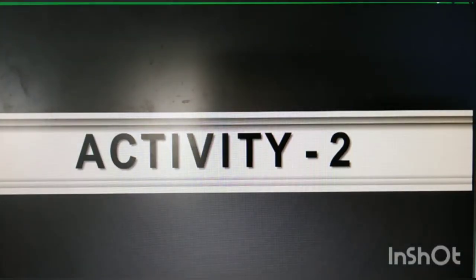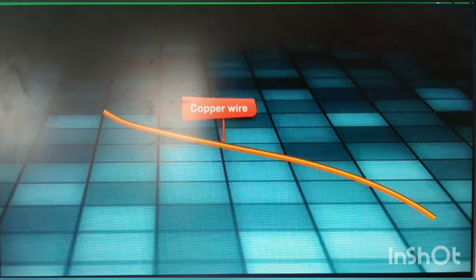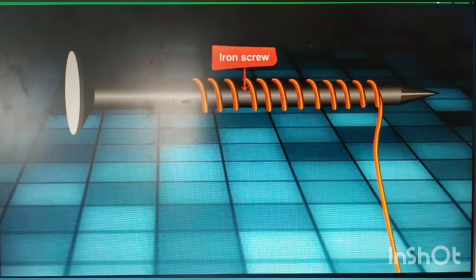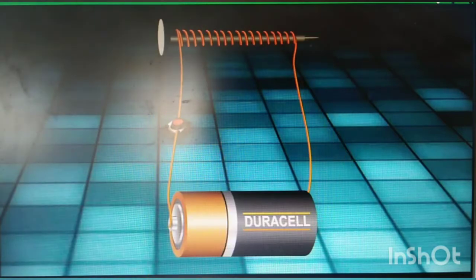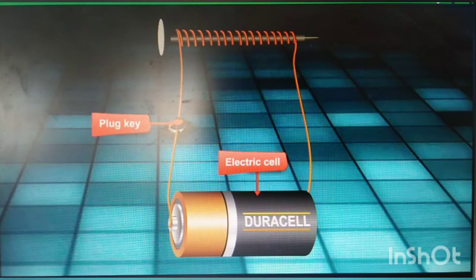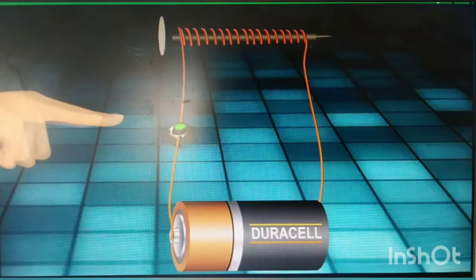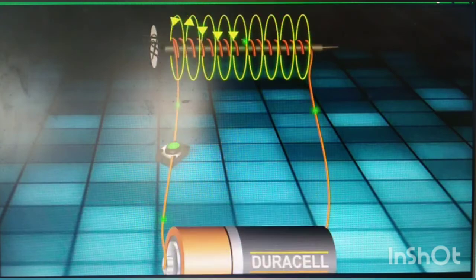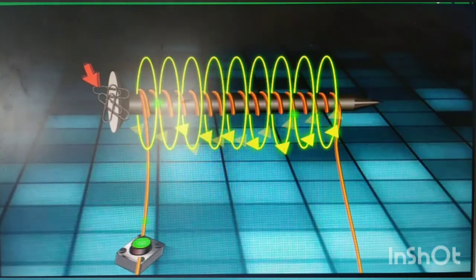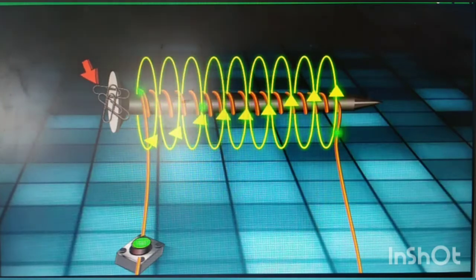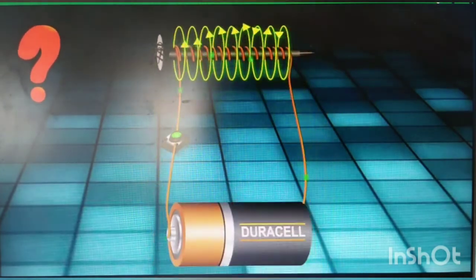Now let us perform the second activity. Take a meter long flexible copper wire having resistive coating and wind it tightly on a long iron screw. Connect the two ends of the wire in a circuit as shown in this figure. Also connect an electric cell and a plug key in the circuit. Keep 2 to 4 iron pins or small nails near the screw. Now start the current in the circuit by plugging the key. It will be noticed that the pins or nails have stuck to the tip of the screw. Will the pins or nails continue to stick when the plug key is open?